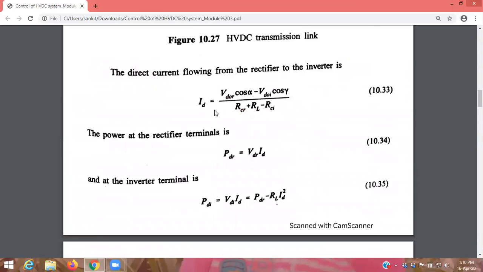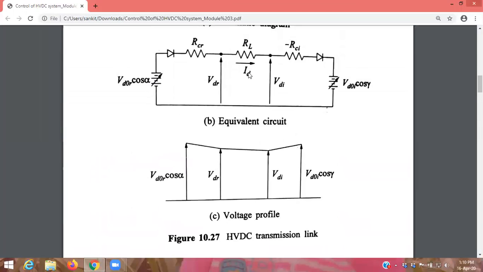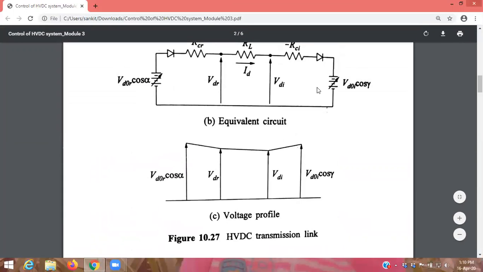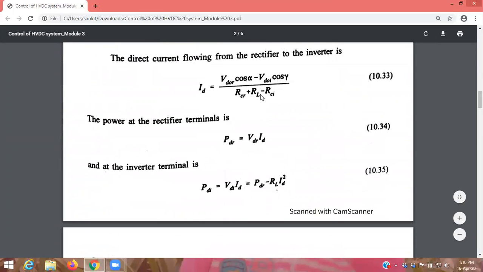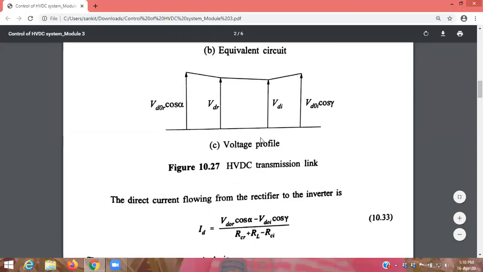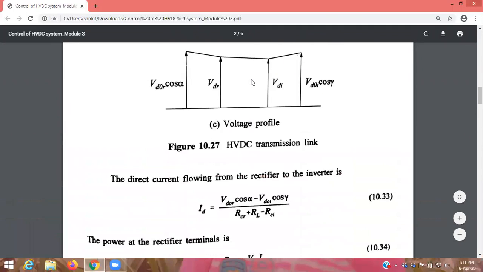We know the current. Now, if we look at this circuit, the current ID is nothing but this voltage minus this voltage over the total resistance. So this current ID is equal to the difference between the voltages over the total resistance. Now, as I've said, power at the rectifier terminal is VDR into ID, meaning the DC voltage across the rectifier terminal into the current. This is the power at the rectifier terminal. Similarly, power at the inverter terminal is the DC voltage at the inverter terminal multiplied by this current ID, which is given here.